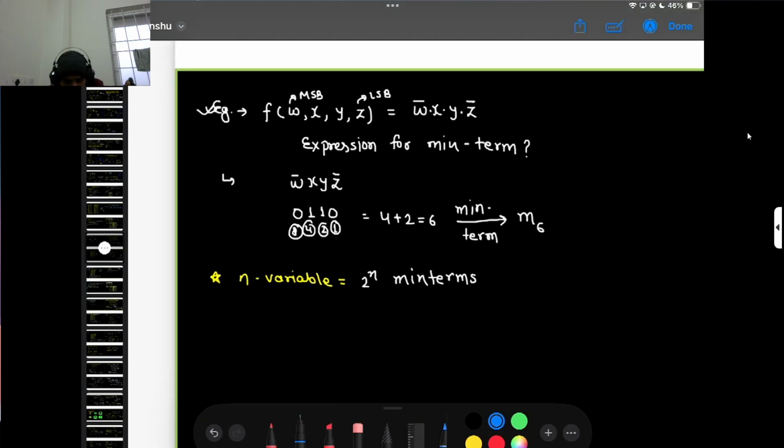And example, f equal to w x y z, so it's a four variable expression. And for a minterm like w bar x y z, what is this? Here it is 1, so it represents 2 to the power 2, and here 2 to the power 0. Here 0 means 0 into 2 to the power 0, and here 1, so 1 into 2 to the power 1, and here the position is 2, so 1 into 2 to the power 2, that is 4 plus 2 equal to 6. So this is my minterm, that is m6. So n variables give 2 to the power n minterms.